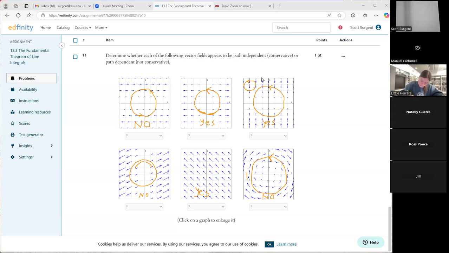This is one of those things where, even as I look at these, the only ones I know for certain would be the last two. The last two I'm 100% confident on. The first four I'm like 95% confident on. The only one I was kind of wondering about was the lower left one, but I'm pretty sure this is going to be a no.